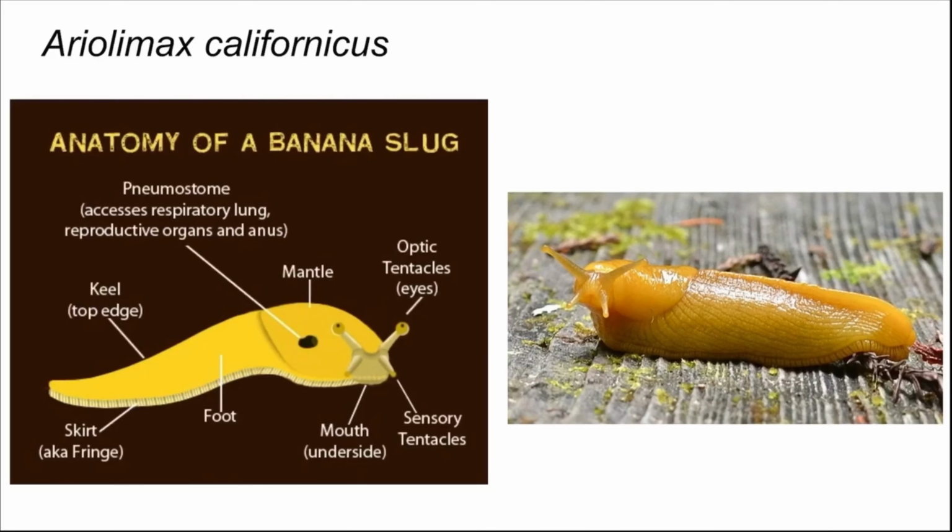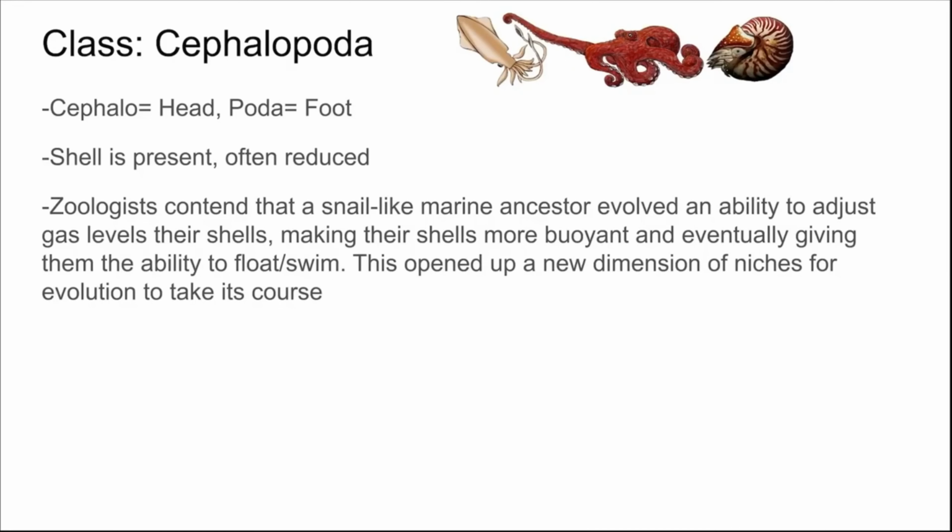On the right you can see that the mantle of the slug is clearly visible, but it lacks the shell on top. Remember that the mantle is a soft bed of tissue below the shell. Slugs have lost that shell over evolutionary time. The next group of mollusks we'll discuss are the cephalopods.